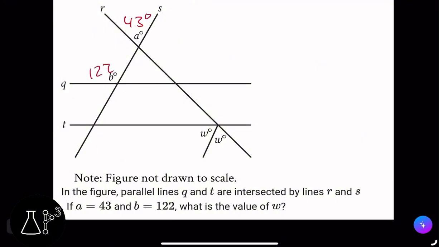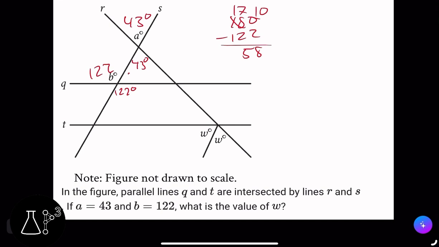So I can do two things already. Write the angles that correspond to it, so 43 on this side and 122 on this side. Now I can figure out the value of W. Remember, a line equals 180. So I can do 180 minus 122 to look for the angle that is next to B. 180 minus 122 would be 58.